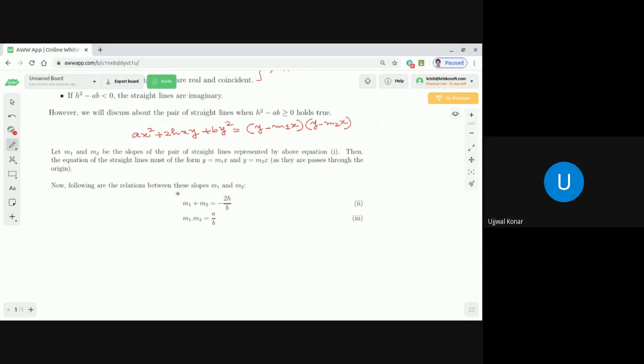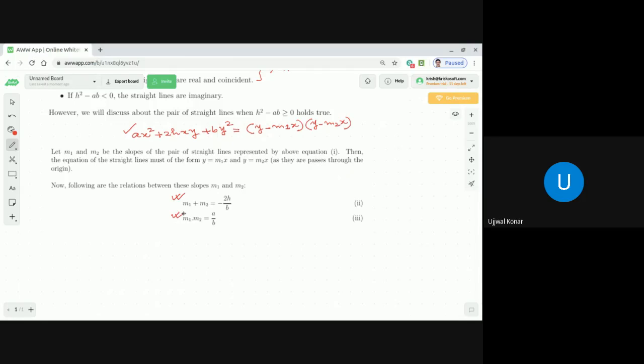So you can derive it by equating the coefficients, because this becomes an identity now. As it is an identity, the coefficient of x square, y square, and xy in the left hand side should be equal to the coefficient of x square, y square, and xy in the right hand side. From there you can easily conclude these two relationships: m1 plus m2 is equal to minus 2h by b, and m1 m2 is equal to a by b.